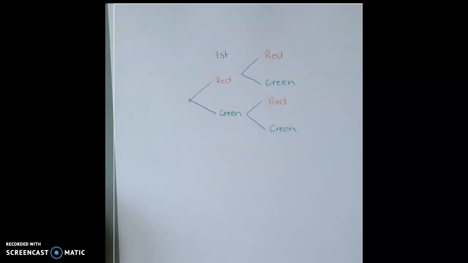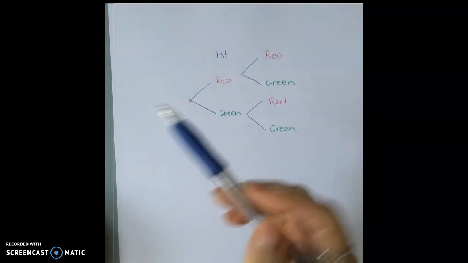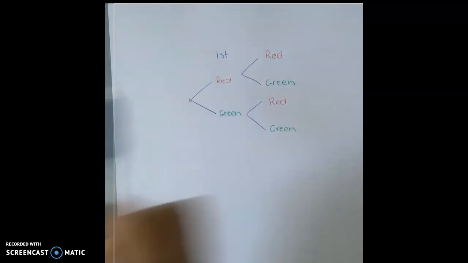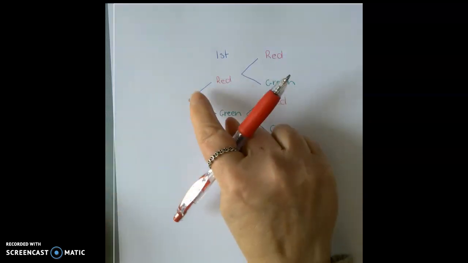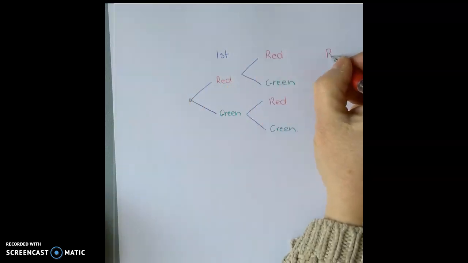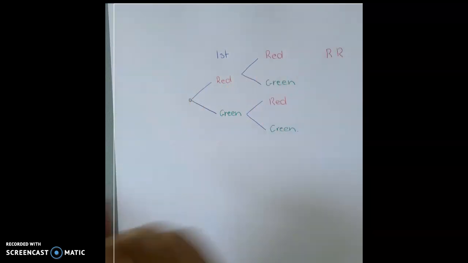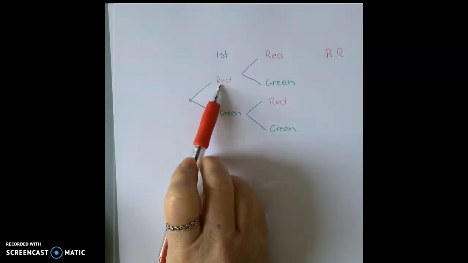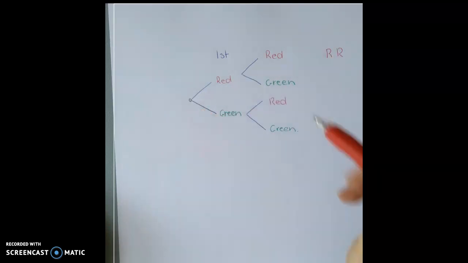Now to work out what the outcomes were, if we wanted to list them, say if the question said list the outcomes from picking two counters out of a bag, all we now need to do is go along the branches. So the first branch is red and red, so that would be my first outcome. The second one would be red on the first branch and then green on the second.